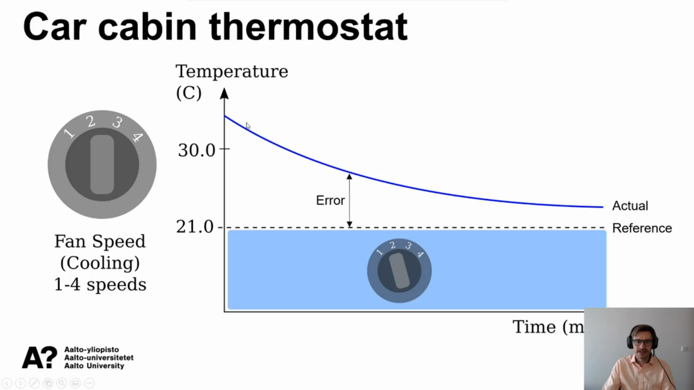So what we see here is that you have some sort of an estimate or guess, or one could say a guesstimate, of what is the correct fan power to achieve this reference temperature in your car cabin. And this is called open loop control. It's usually slow and it can be quite inaccurate.